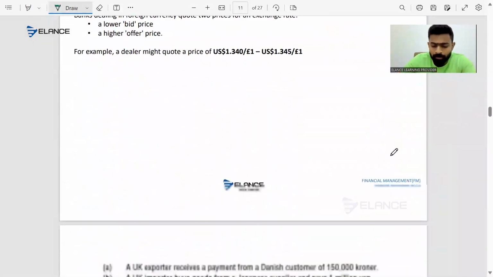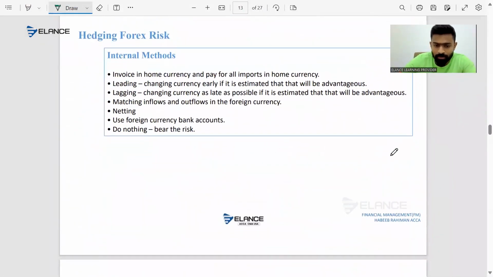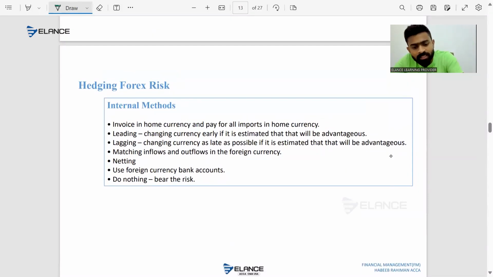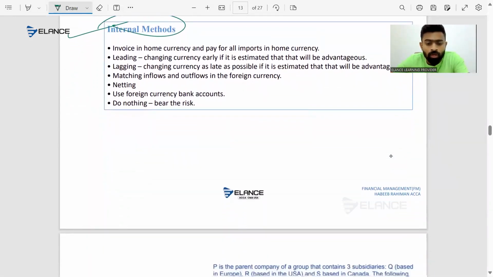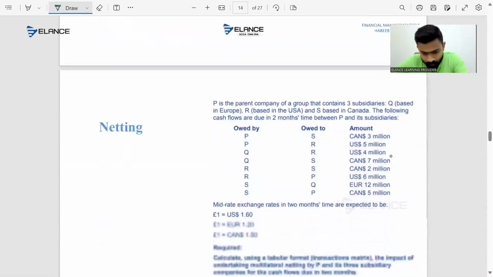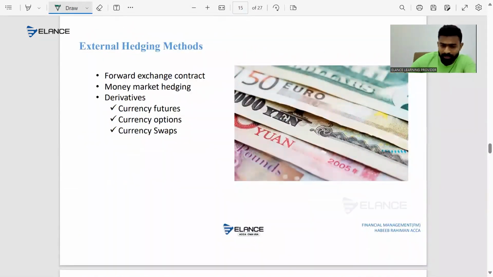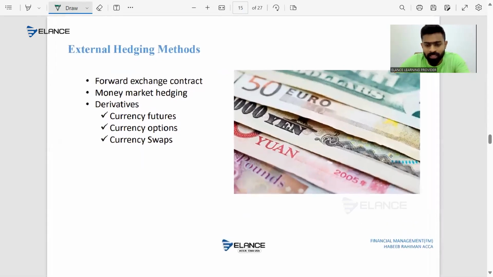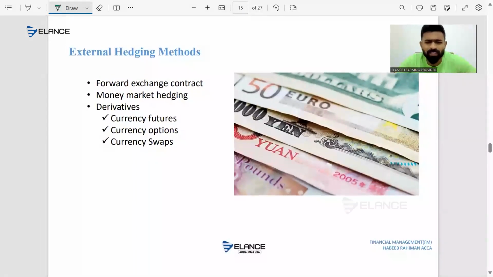If you come to the slides, there are a lot of other example explanations for this. Bid price, offer price, internal method. This is hedging forex transaction risk, but these are the internal methods and I'm not discussing them now: invoice in home currency, leading or lagging, matching, netting, use foreign bank loans, or do nothing. So for the external hedging methods, please do take this. And if you open the file in Microsoft Edge, not Hedge, it's Edge, you have the opportunity to type here.